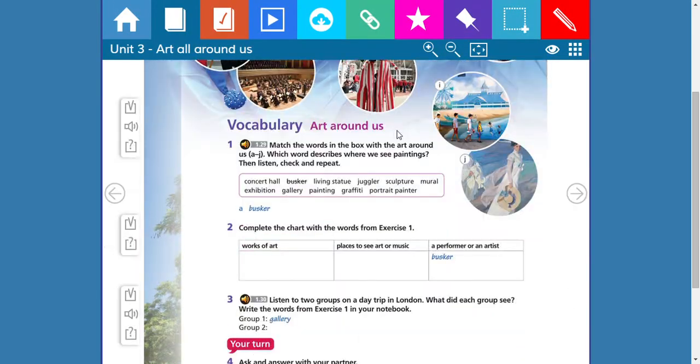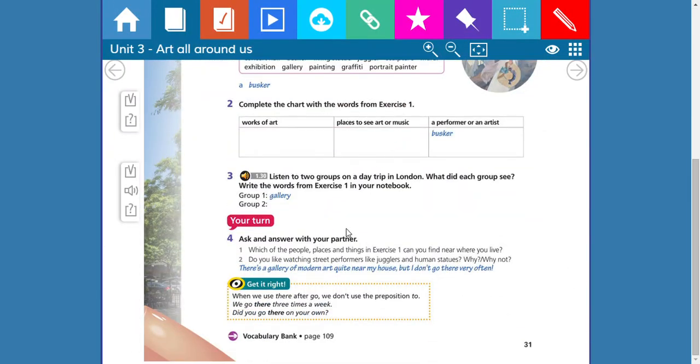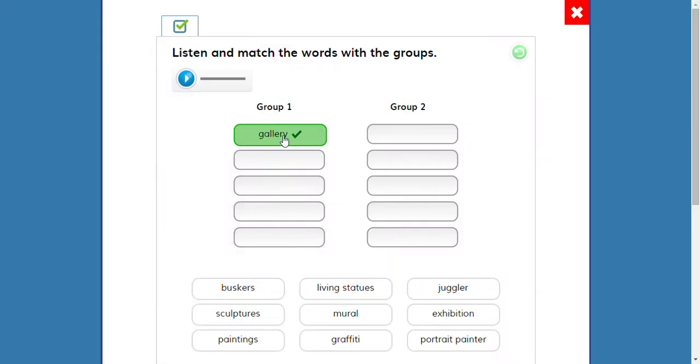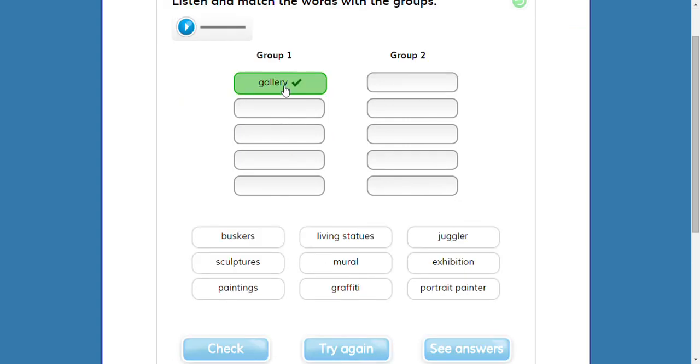Let's continue. Number 3 says, listen to two groups on a day trip in London. What did each group see? So you are going to listen and you are going to try to say, in group number 1, these activities. For example, there is here gallery. In group number 2, these activities.